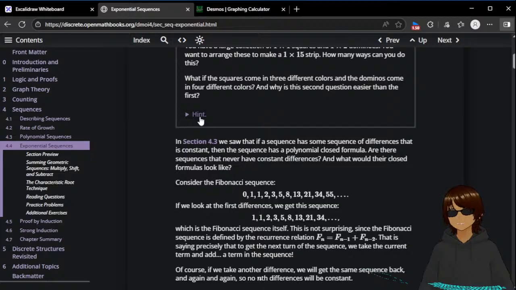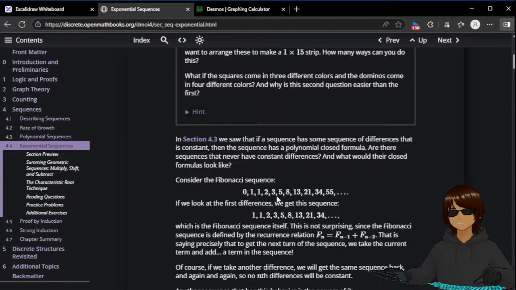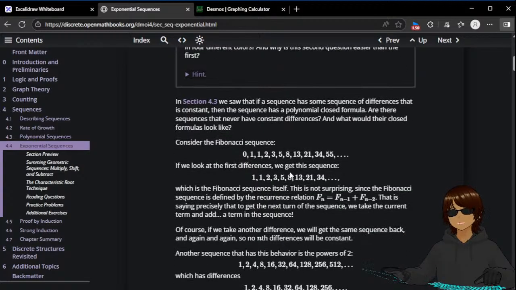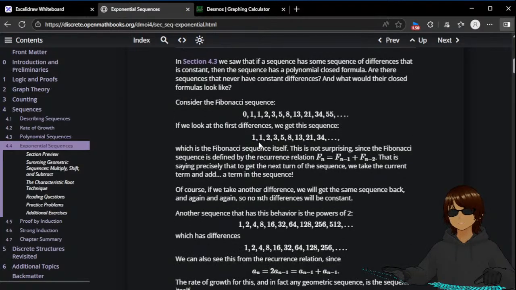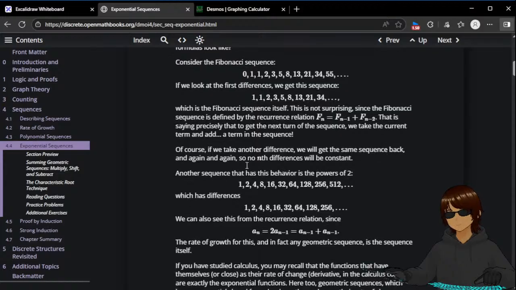Consider the Fibonacci sequence 0, 1, 1, 2, 3. We look at the first differences, we get this sequence 1, 1, 2, 3, 5, 8, which is the Fibonacci sequence itself. This is not surprising since the Fibonacci sequence is defined by the recurrence relation. That is saying precisely that to go to the next term of the sequence, we take the current term and add a term in the sequence. Of course, if we take another difference, we'll get the same sequence back. And again, so no nth difference will be constant.